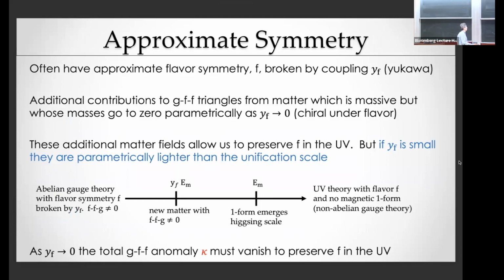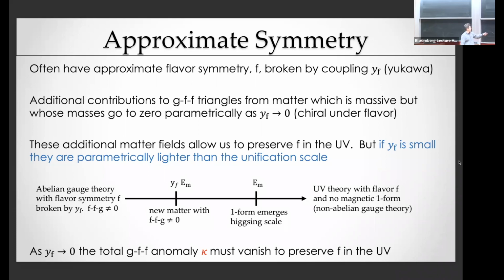Okay, often we're interested in applying these kinds of ideas when we have approximate symmetries. So imagine we have an approximate flavor symmetry F, which is broken by a Yukawa coupling. What can we say? Well, now we'll have to be careful because there could be additional contributions to the GFF triangles that I was highlighting, from matter which is massive, but whose masses go to zero parametrically as I restore the symmetry, as Y_F goes to zero. So these additional matter fields would allow us to preserve this flavor symmetry in the UV, but if Y_F is small, they're parametrically lighter than the unification scale.